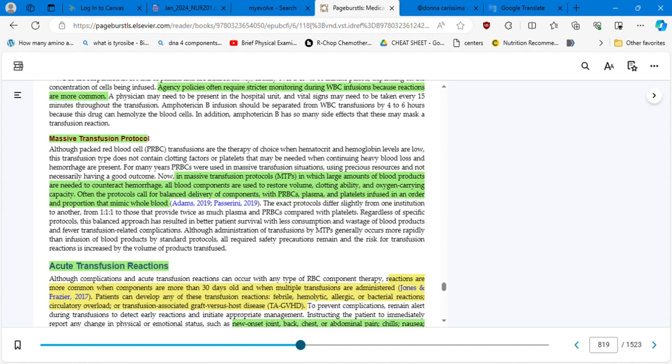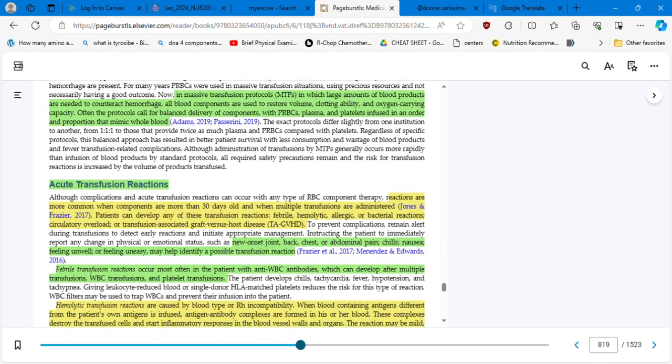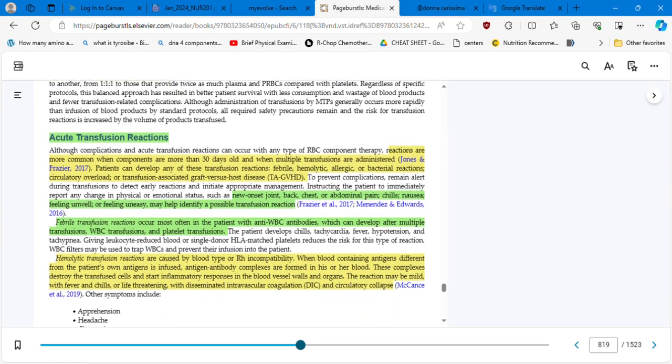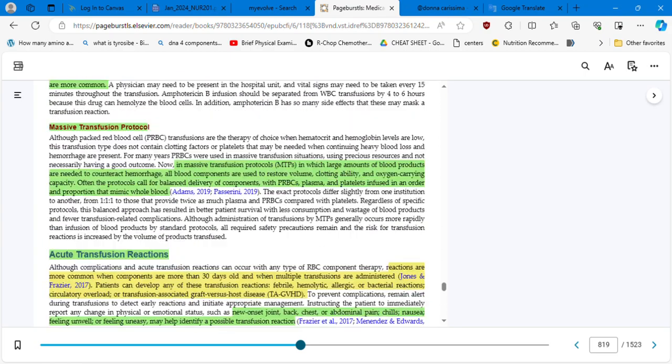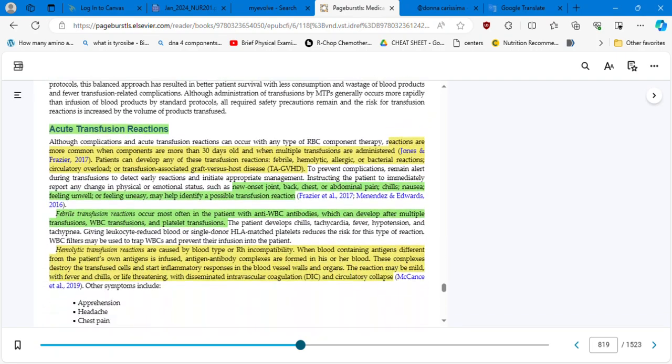Massive transfusion protocol. In massive transfusion protocol, in which large amounts of blood products are needed to counteract hemorrhage, all blood components are used to restore volume, clotting ability, and oxygen carrying capacity. Often the protocols call for balanced delivery of components, with PRBCs and platelets infused in an order and proportion that mimic whole blood. So this is in reference to the massive transfusion protocol.